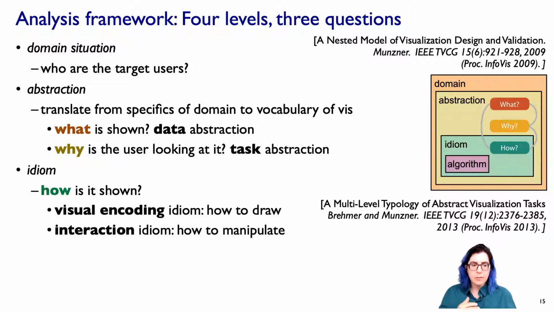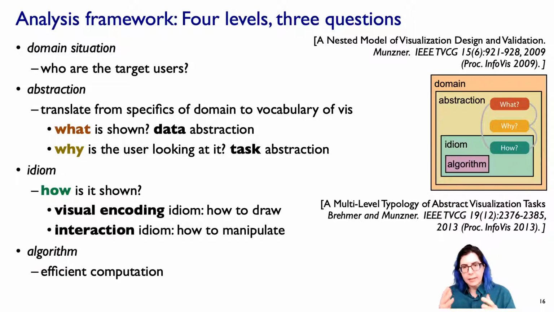And then the next level down is what I call the idiom level. Some people call this the technique level. And the question is, how is it being shown? And we can often separate out the question of visual encoding, how are we drawing it? That might be static, from the interaction idiom, how are we interactively manipulating that drawing? Sometimes those are combined together, but sometimes they're separable. And finally, we have this fourth level, the algorithm level, where we can think about efficient computation.